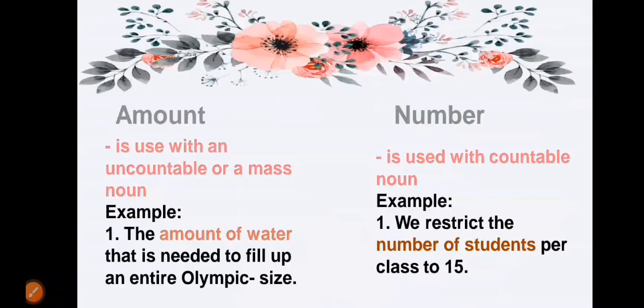So the word amount there is followed by the word water, which is a non-count noun or uncountable. In contrast to that, the word number is used when the word after it is a countable noun or can be counted. For example, we restrict the number of students per class to 15. So the word number is followed by students, which are countable.